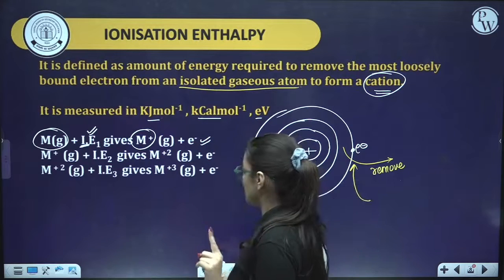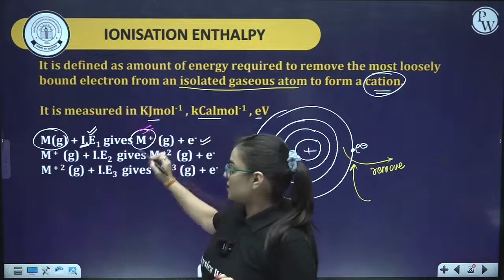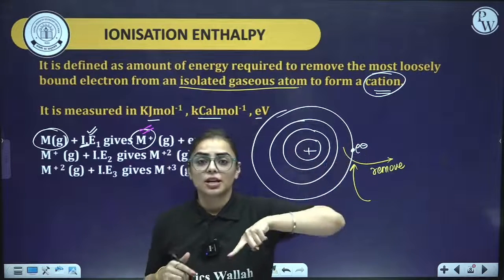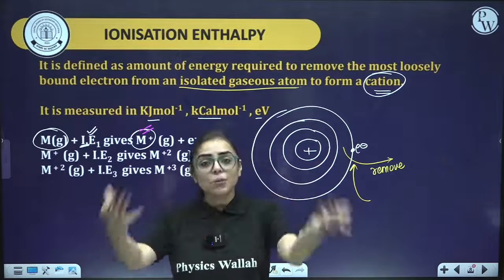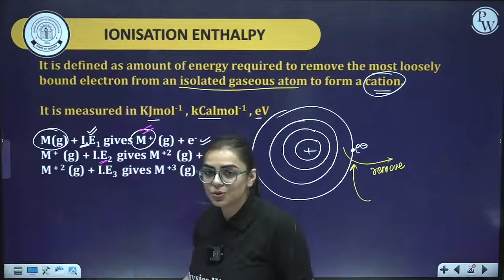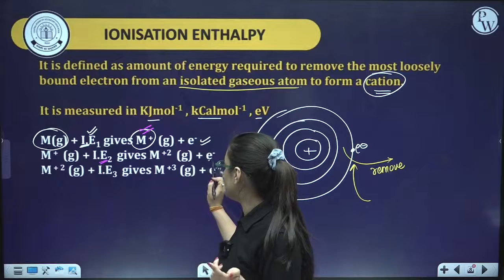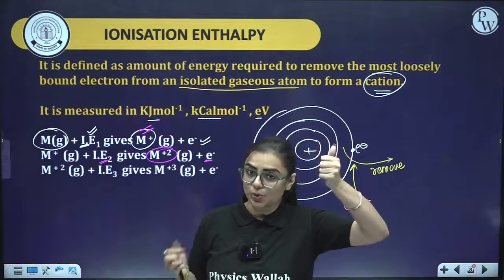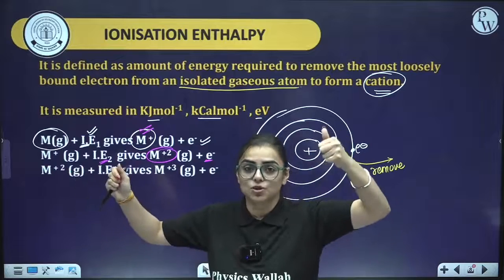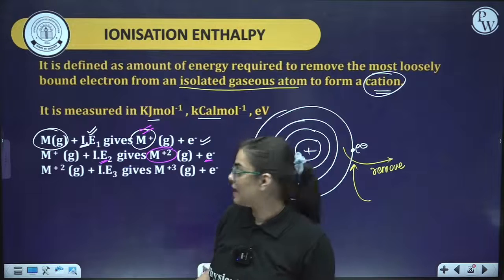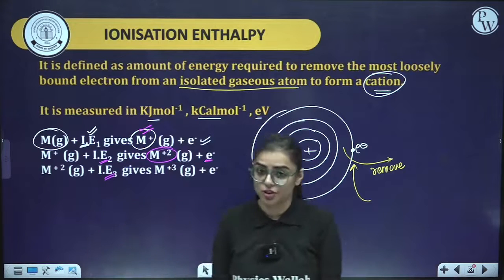Now see the next part. Here you have formed M positive. Now again, you are removing one more electron. The energy required to remove one more electron, that means the second electron, is ionization energy 2, and it will remove one more electron. Now what will it form? It will form M plus 2, because it was initially M plus 1. You are removing one more electron, it will become M plus 2. Now from M plus 2, if you are removing one more electron, it will become M plus 3, and you will give ionization energy third.